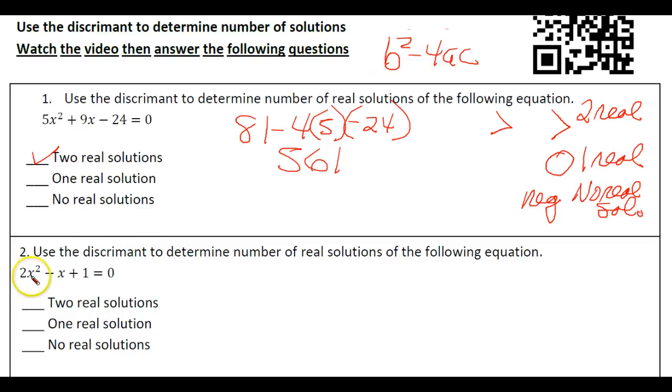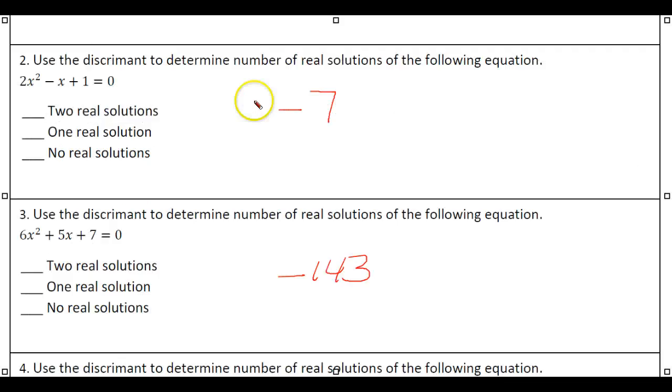Now when you do 2, 3, 4, and 5, and we'll let you work on those, what do you get? So for 2, under the radical sign, you get a negative value. So there'll be no real solutions. In number 3, when you did it, you got a negative 143 under the radical sign. Your discriminant was this. If the discriminant is negative, there's no real solution.